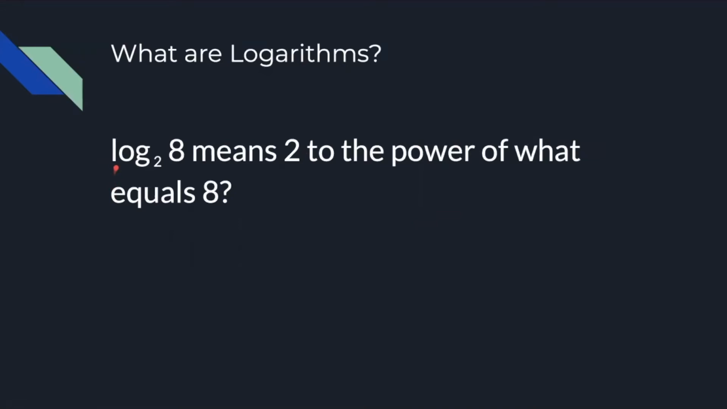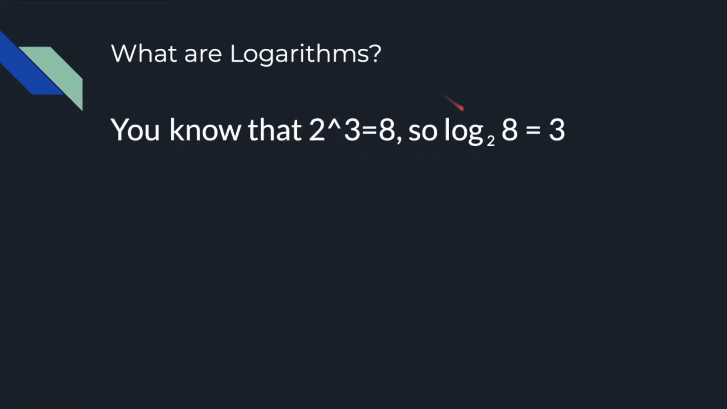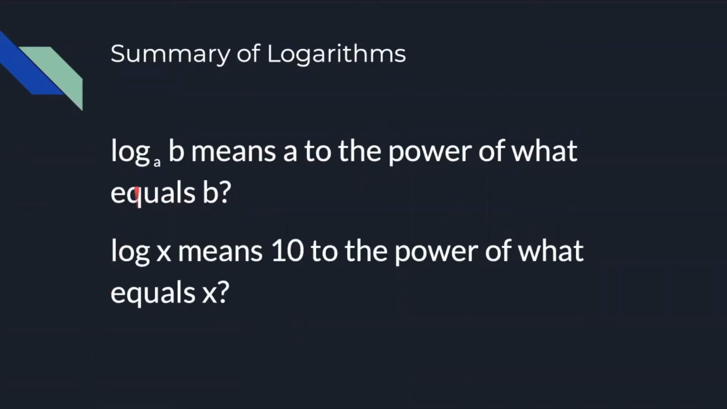All right, and log with base 2 of 8 means 2 to the power of what equals 8. And you know that 2 to the power of 3 equals 8. So log with base 2 of 8 is equal to 3. And so in general, log with base a of b means a to the power of what equals b. And by default, if there is no base listed, then the base is just equal to 10.